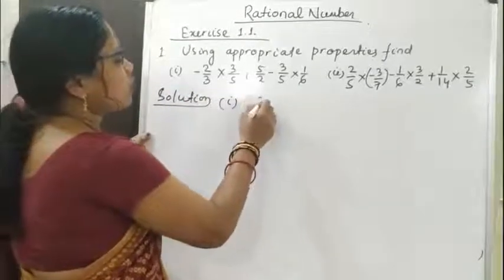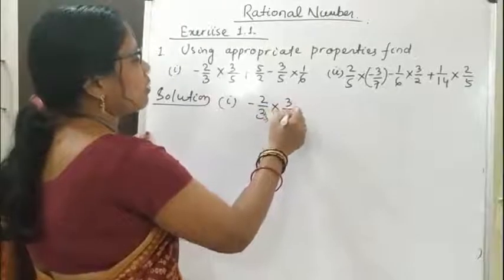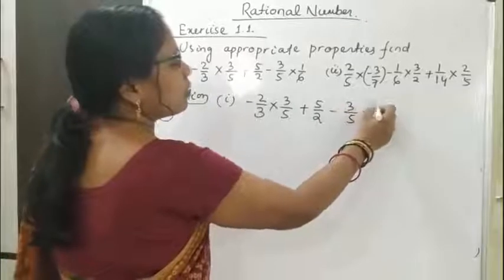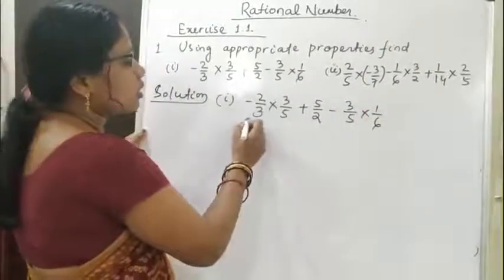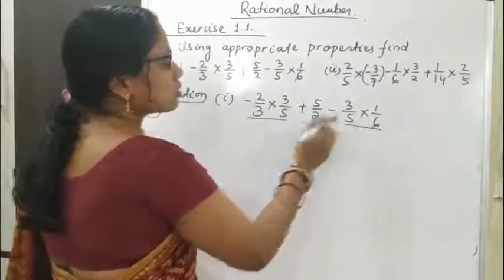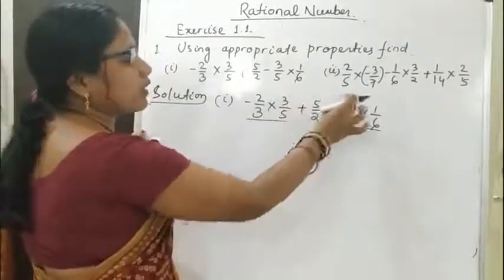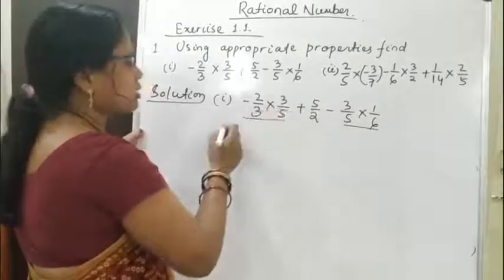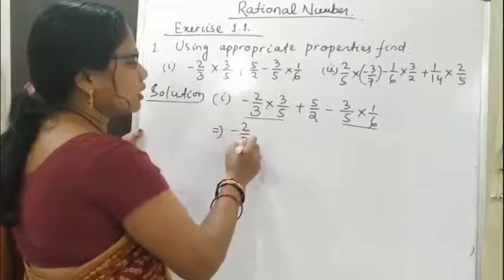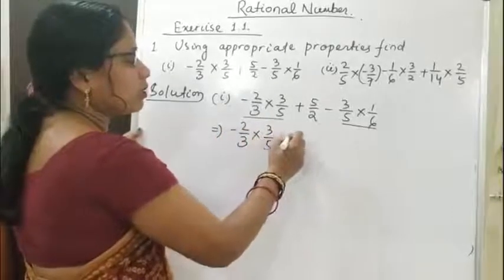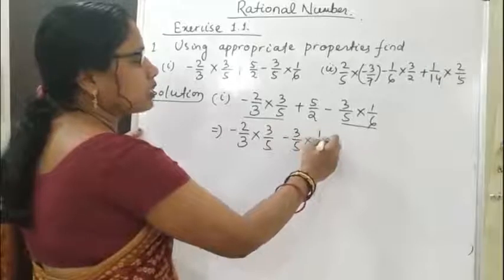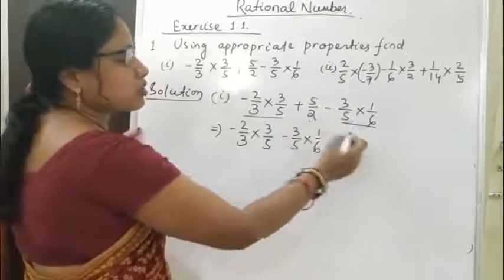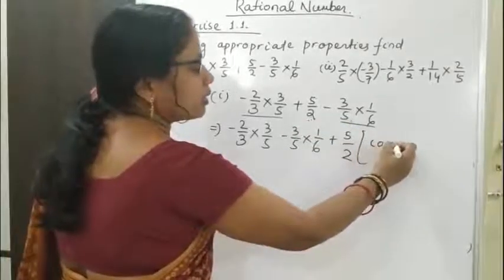Part 1: minus 2 by 3 into 3 by 5 plus 5 by 2 minus 3 by 5 into 1 by 6. So here look at these two terms. These two terms have the common factor 3 by 5. So we have to move this term towards this. So this implies minus 2 by 3 into 3 by 5 minus 3 by 5 into 1 by 6 plus 5 by 2. So we interchange these two terms. So this is the property of commutativity.